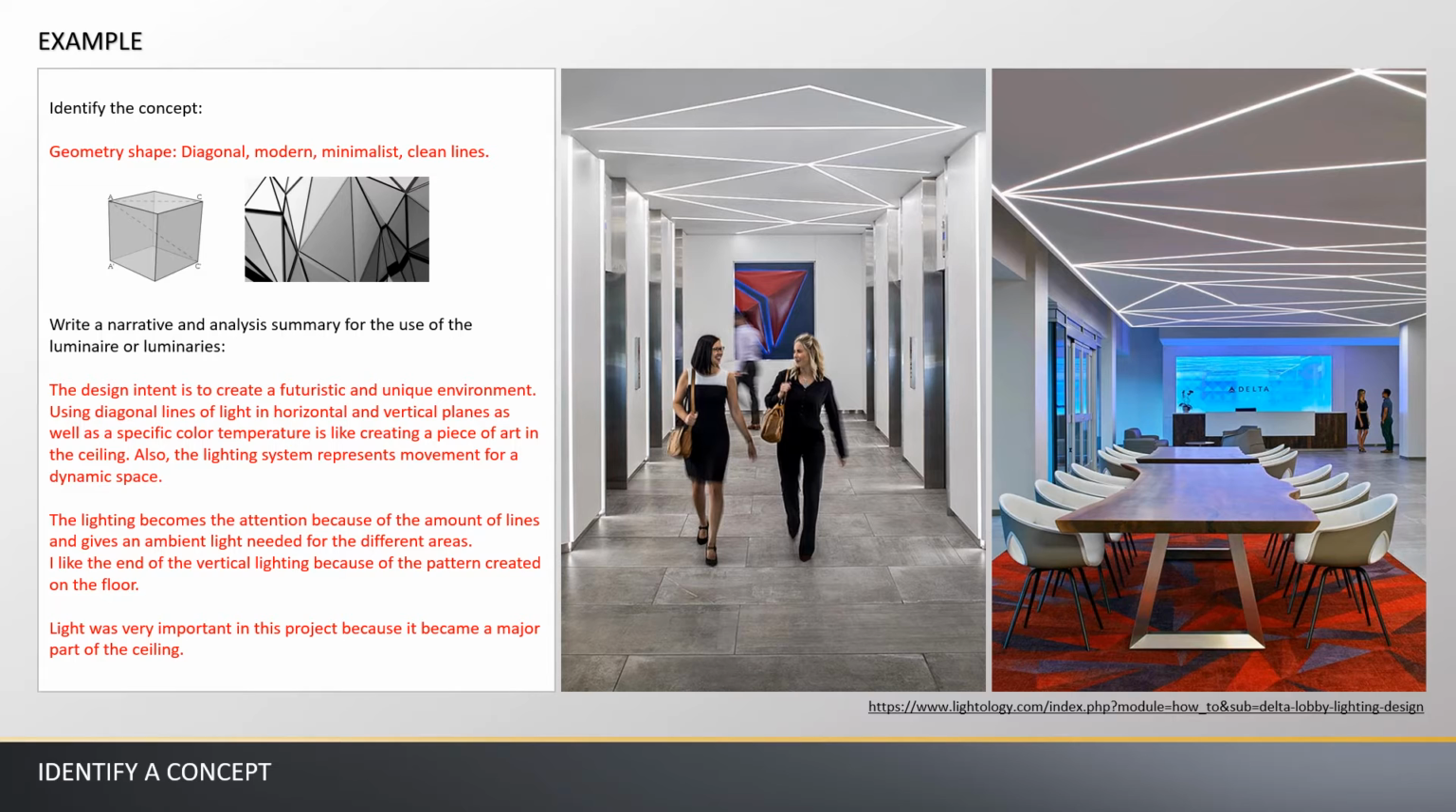And then I will write a narrative, an analysis summary for the use of the luminaires. The design intent is to create a futuristic and unique environment. Using diagonal lines of light in horizontal and vertical planes, as well as a specific color temperature, is like creating a piece of art in the ceiling. Also, the lighting system represents movement for a dynamic space. The lighting becomes the attention because of the amount of lines and gives an ambient light needed for the different areas. I like the end of the vertical lighting because of the pattern created on the floor. Light was very important in this project because it became a major part of the ceiling.